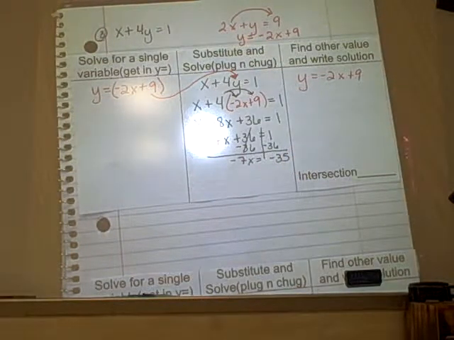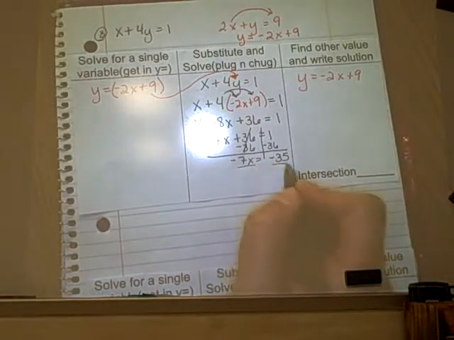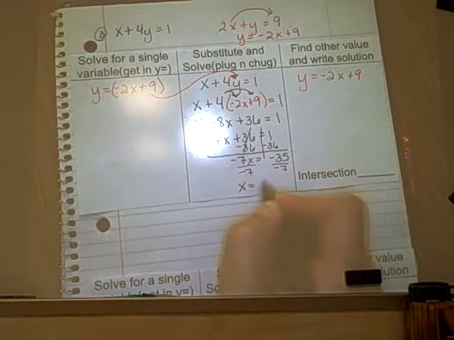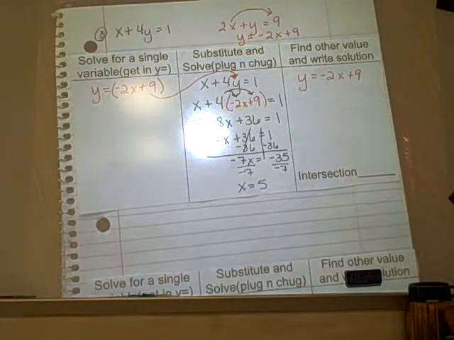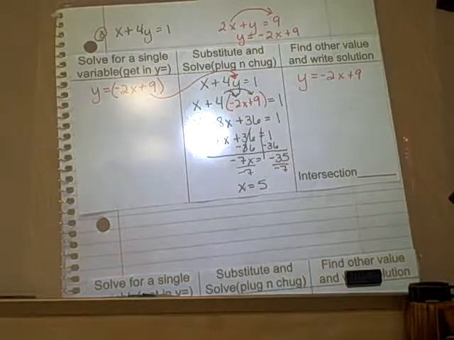You gotta divide. Divide everything there by negative 7. And x equals 5. Now some of you might be able to do some of that without writing every step down. But some of you may need to see every step.